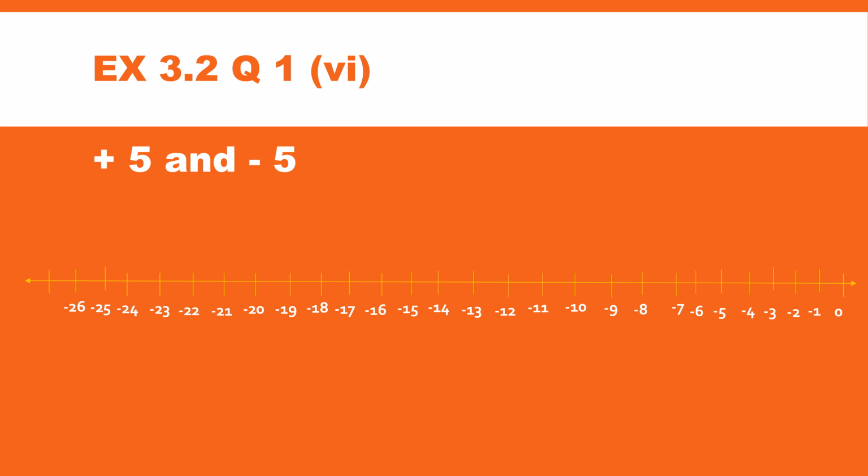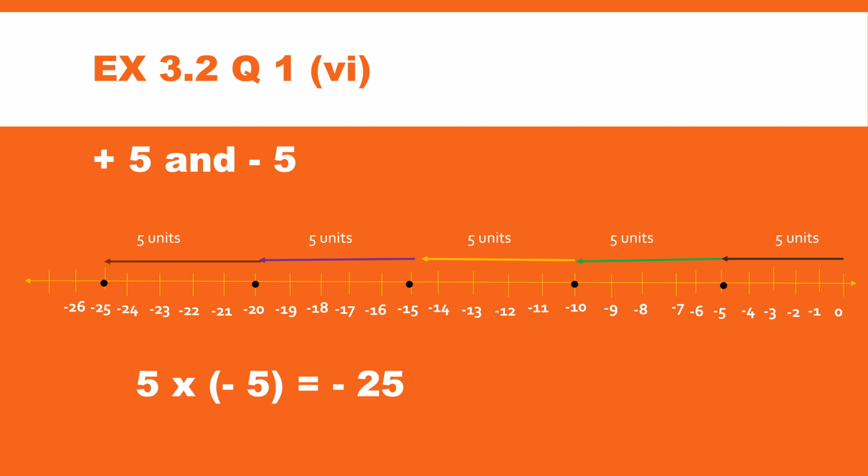This is exercise 3.3, question number 1, part 6. Here we have to multiply again a negative integer with a positive integer. It means we have two unlike integers, so our answer will be negative. And we will move towards the left side of the 0 five times. And our final answer is negative 25.